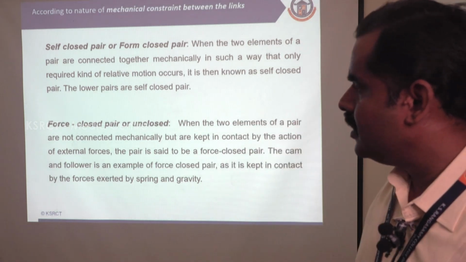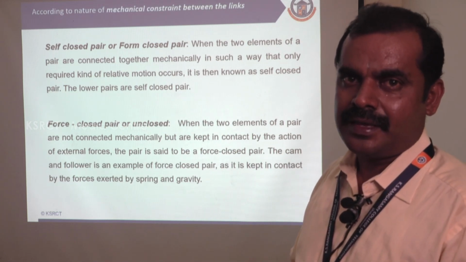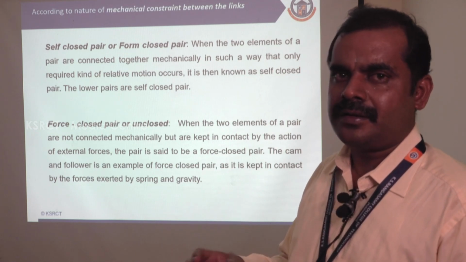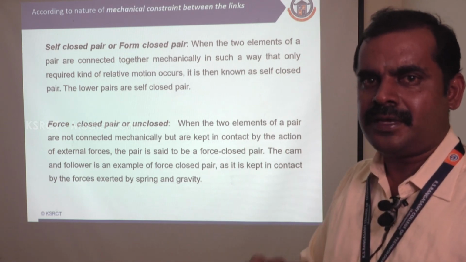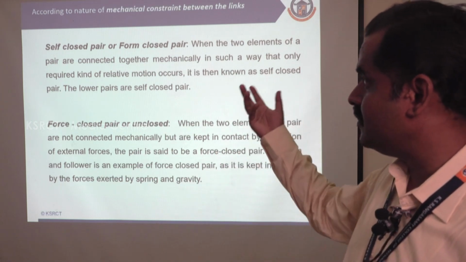So last one, according to the nature of mechanical constraint between the elements, self-closed or form-closed pair, the shape of the link itself having a form-closed. For example, if you take a square bar inserted in a square hole, the shape of the square rod will itself constrain. So it is called as form-closed or self-closed.